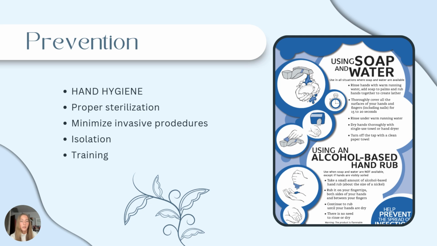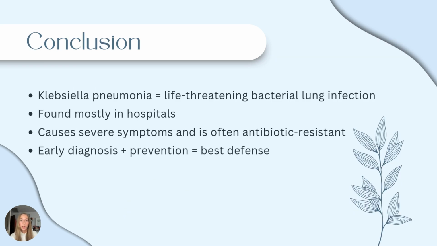Now let's summarize everything we've talked about. Klebsiella pneumonia is a dangerous form of bacterial pneumonia that primarily affects patients in hospitals. It spreads through contact, especially in people with weakened immune systems, and causes severe symptoms like bloody sputum and high fever. Because it is often resistant to multiple antibiotics, it is very hard to treat. Prevention through hygiene, isolation, and proper equipment use is our best defense.